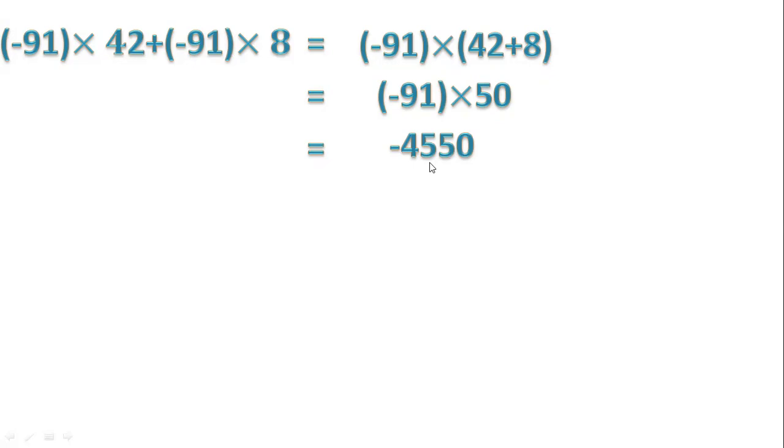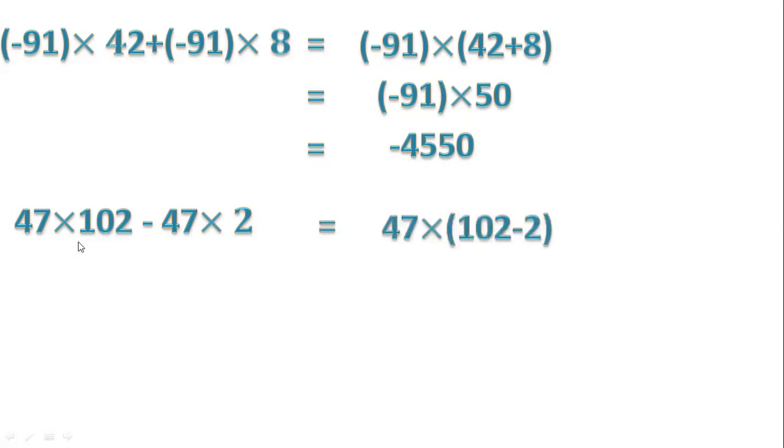Do the method which feels easy for you. 47 into 102 minus 47 into 2. Instead of doing multiplication 47 by 102, then 47 by 2, you can do like this. 47 right outside, then inside the bracket 102 minus 2. That is 47 into 100, 4700. These are a few tricks which make your multiplication easier.